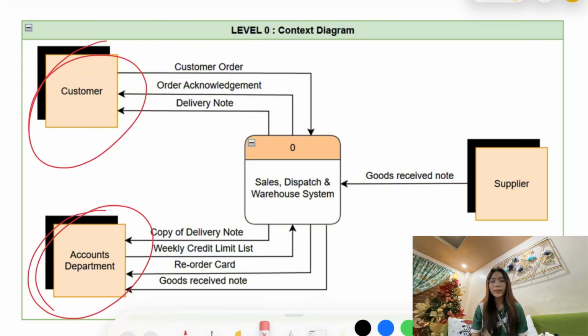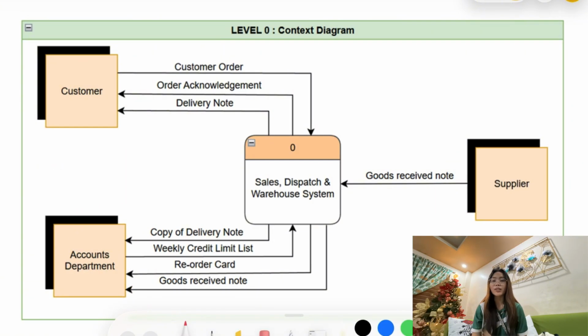So first, on the left side, we have the customer. The customer sends a customer order into the system, and in response, the system sends back 2 main outputs: an order acknowledgement to confirm that the order was received and accepted, and later a delivery note which accompanies the goods that will be dispatched to the customer.